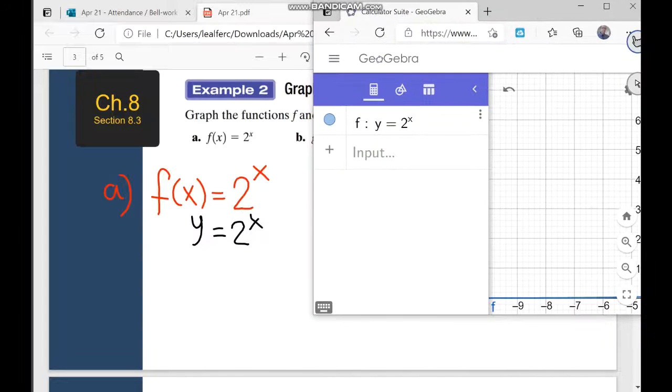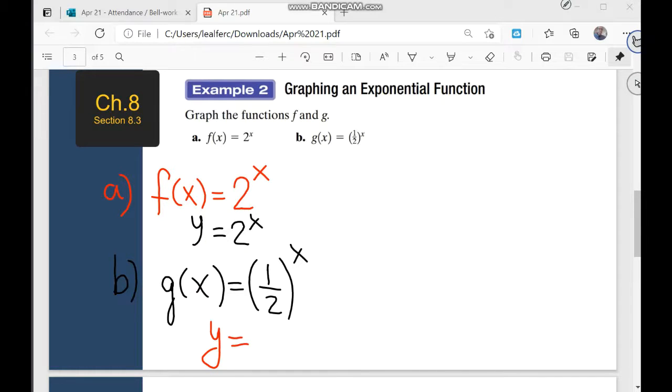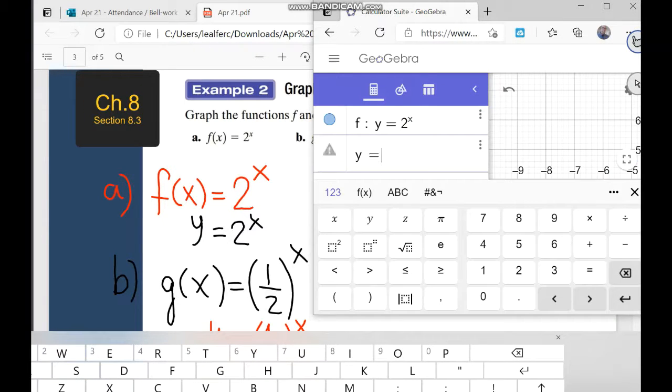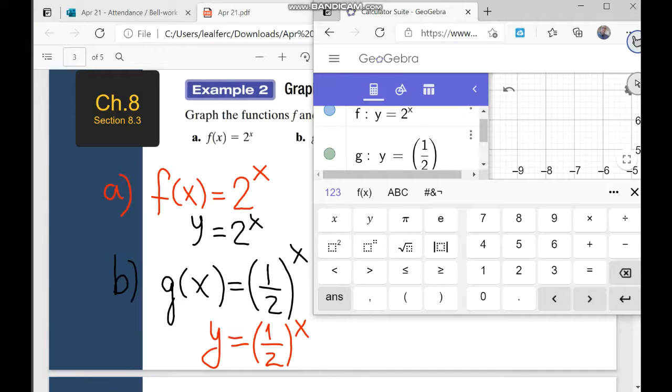Now let's check another one. Another example. We have letter b. G of x equals 1 over 2 to the power x. And we will write down on the graphing calculator y equals 1 over 2 exponent x. Okay, this is what you're going to write on the graphing calculator. Y equals 1 divided by 2, exponent, not over x, sorry, exponent x.